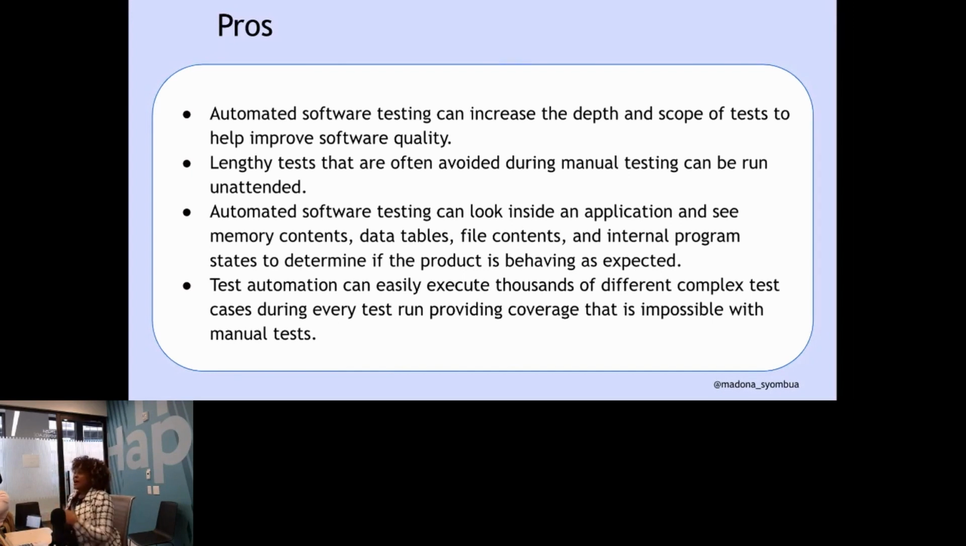Now, the pros are here. Automated software testing can increase the depth and scope of tests to help improve software quality. Lengthy tests that are often avoided during manual testing can be run unattended. Automated software testing can look inside an application and see memory content, data tables, file content, and internal program states to determine if the product is behaving as expected. I mean, compare this to manual testing.